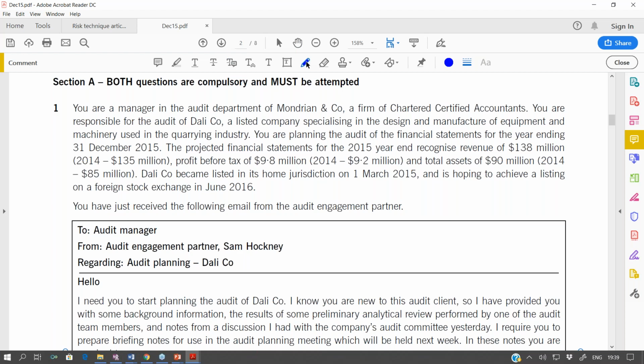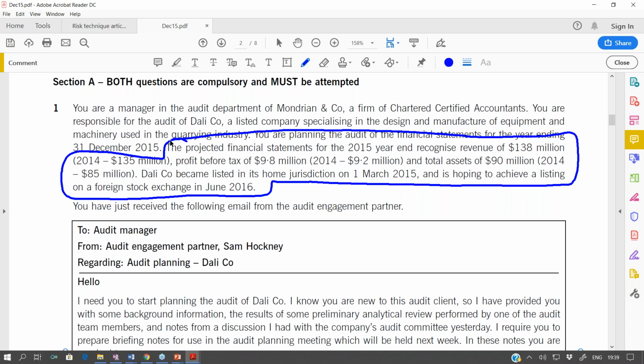Now, when you see this here, there is a paragraph here. And in this paragraph, you can see the important numbers. Right now, when you see these important numbers, it says revenue is $138 million. The profit before tax is $9.8 million. So the revenue of this company is $138 million. The profit before tax of this company is $9.8 million. And the total assets of this company is $90 million. That's given in the blue box, right? Now, these are important numbers, right? Because we need to use these numbers to determine the materiality later in the question.